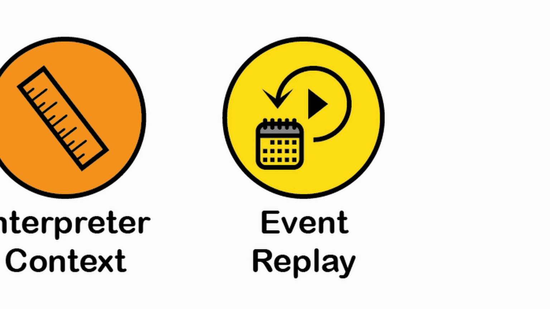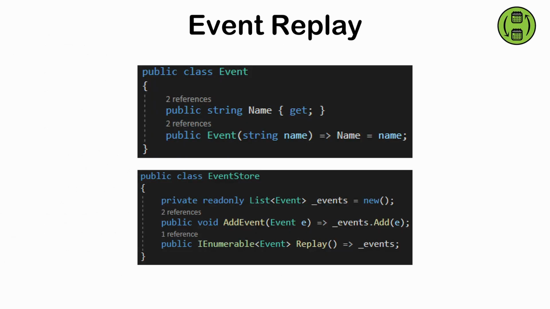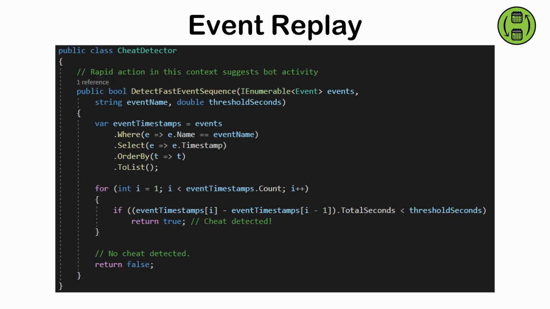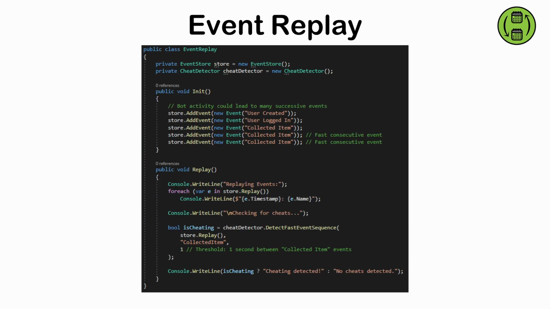The event replay pattern. A way to process events from a log to reconstruct state, used primarily in event-sourced systems where historical event data needs to be replayed. Cheat detection and crash logs are an example of this pattern. Event logs can grow large and potentially impact performance.